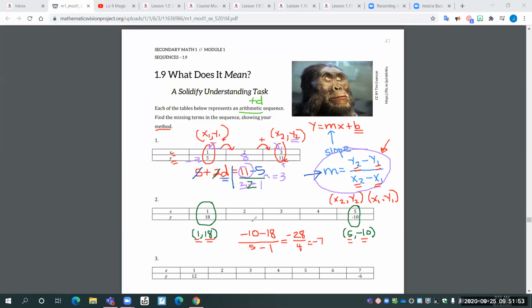We can check this out. Starting at 11, minus 7 gives us 4. Minus 7, negative 3, and minus 7 gives us negative 10. Remember, this is helping us find d, which is the same thing as the slope.